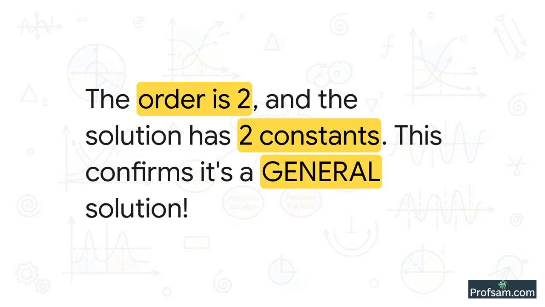Pretty simple, right? And let's connect it back to our golden rule. The order of the differential equation was 2, and our solution that we just verified has exactly 2 arbitrary constants, a and b. This confirms that what we're looking at here is a general solution.